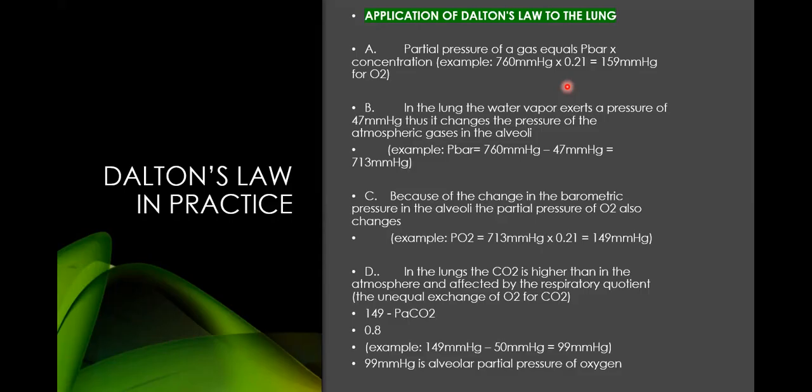The normal CO2 in your blood is 35 to 45, so 40 is right down the middle. That will be the normal range. If they didn't tell you what the CO2 is, you use 40 because that's the normal, okay? So you take the 149 minus the PaCO2, and then you have to divide it by the respiratory quotient, which is 0.8.